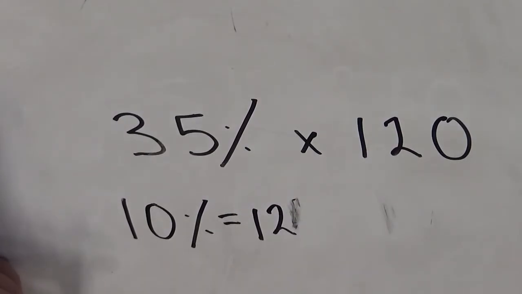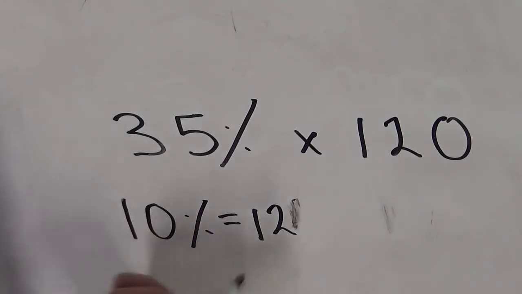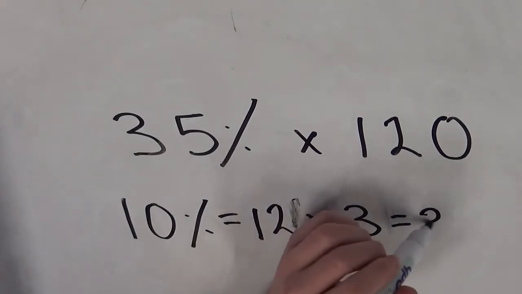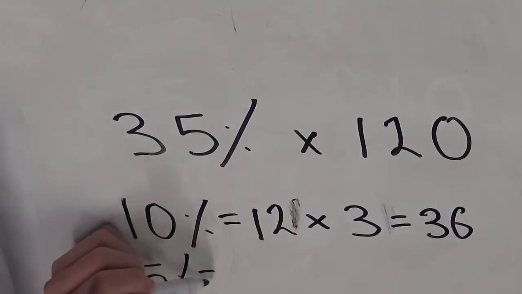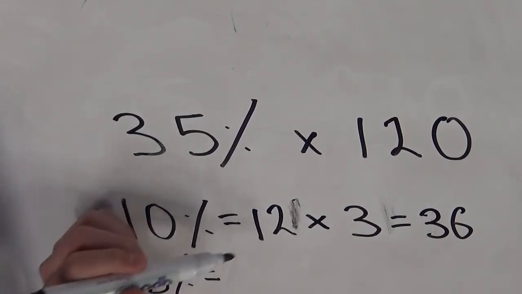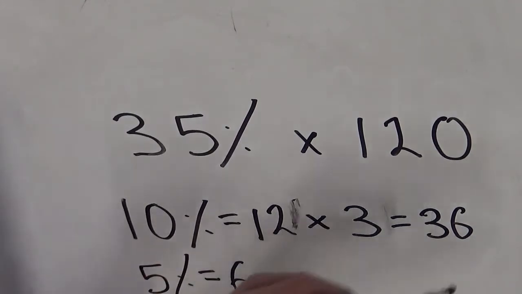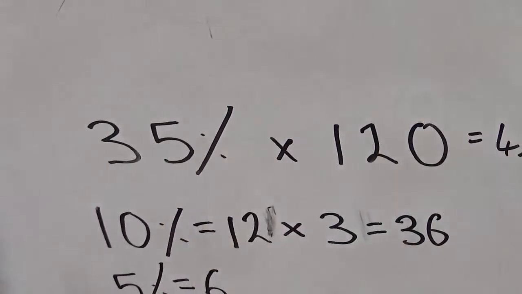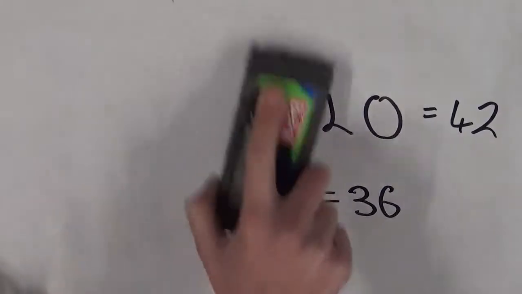Now, we have 35, so we need to find 3 more 10s. So we simply times 12 by 3, which gives us 36. Now, we have to find 5%. All we do is half 10%, or 12. So this is 6. Now we add the numbers together, which gives us 42. Now, let's move on to something else.